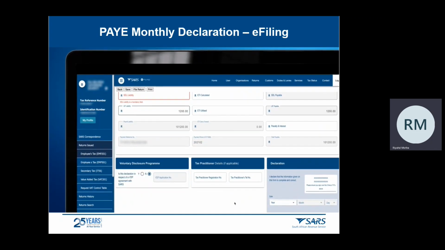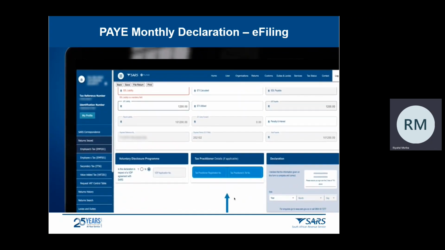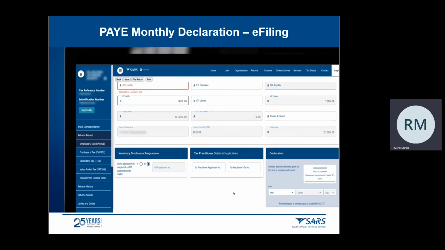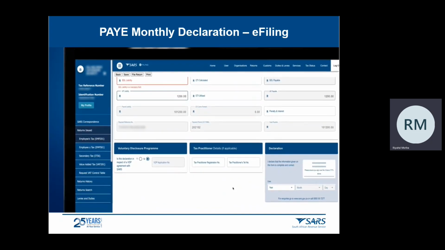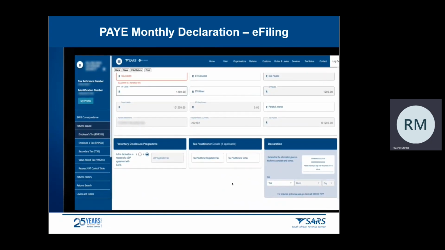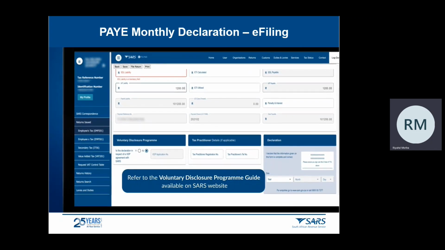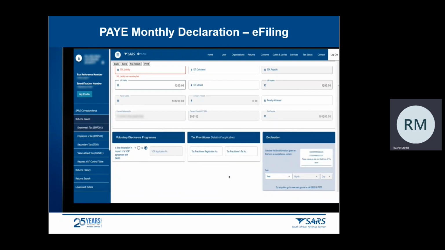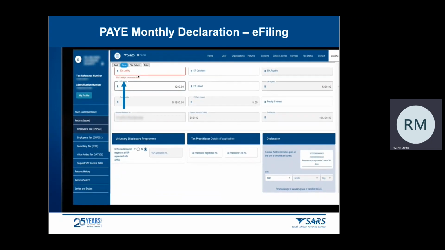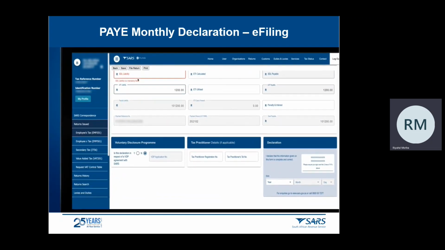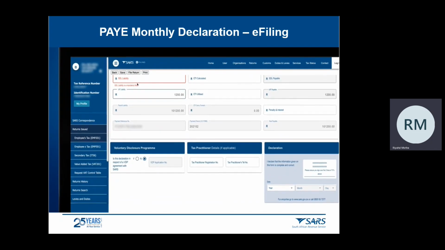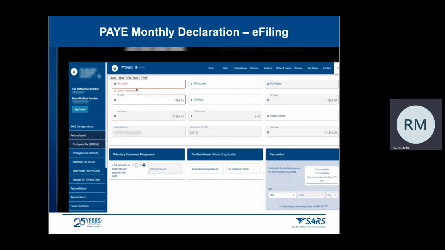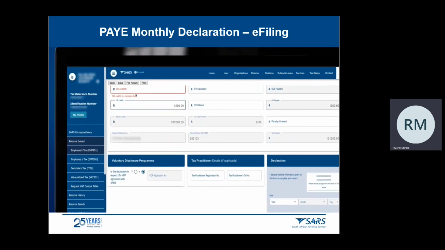Complete the Voluntary Disclosure Program and the Tax Practitioner Details section, if applicable to you. For further assistance with the application on the Voluntary Disclosure Program, refer to the Voluntary Disclosure Program guide available on the SARS website. You can click Save if you are done completing the return, but don't want to file it yet. Saving the return allows you to go back and make changes and submit it when you are ready.